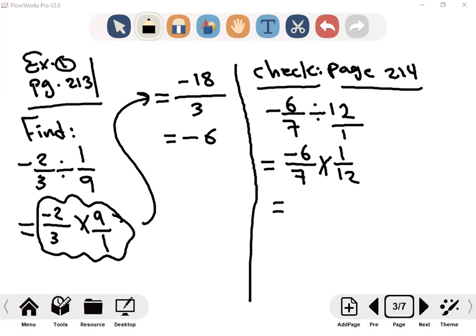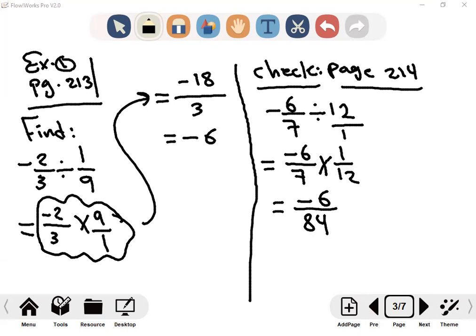No, this is wrong. What's the correct thing here? Negative 6 over 84. Yes. Negative 6 times 1 is not 6, it is negative 6 over 84. Is this the final answer? No. We need to simplify.